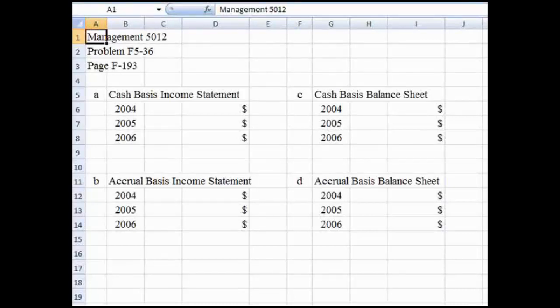Problem 5-36 on page F193 takes the matching principle one step further and includes depreciation. Now, as you read in your chapter, depreciation is a method where the purchase of a large capital item can be spread over a number of periods, usually years but sometimes months, in order to match the expense of purchasing the item with the income generated by its use.